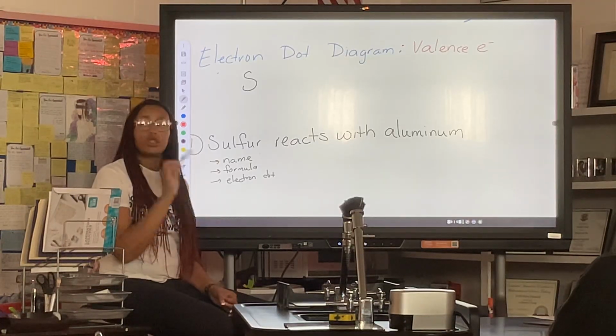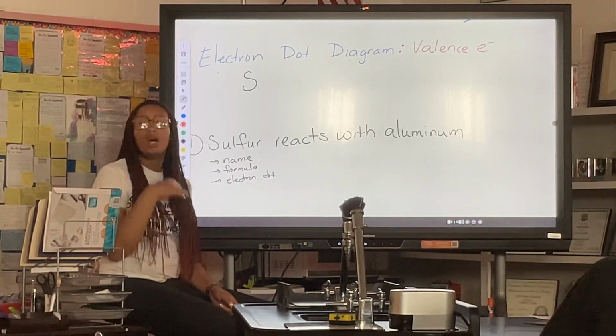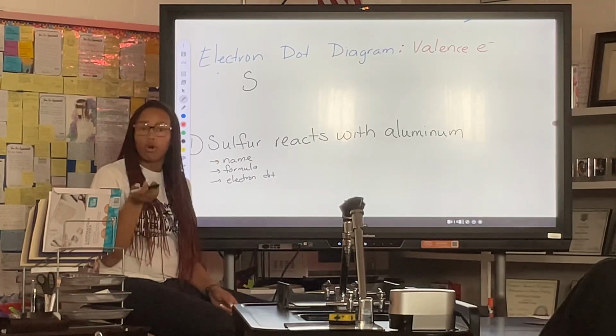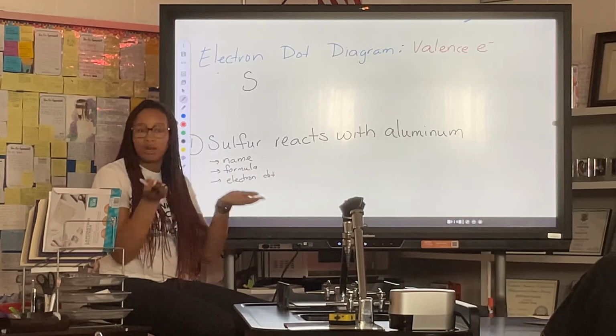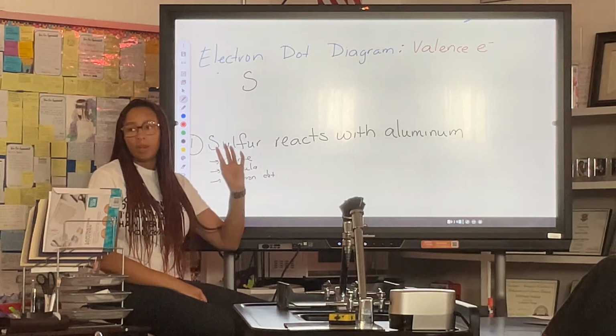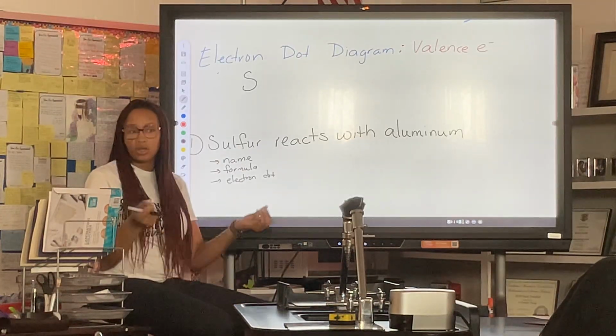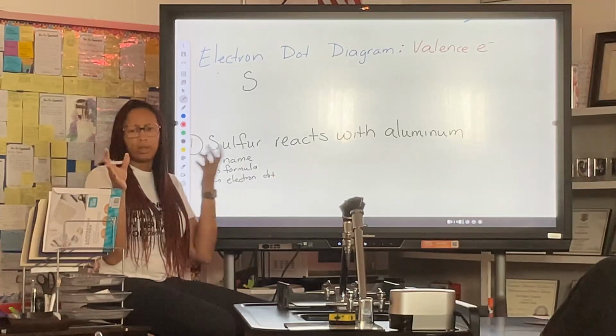If we do the electron configuration for sulfur, which will be 1s2, 2s2, 2p6, 3s2, 3p4, when we add together the 3's, we will see that there is a total of 6 valence electrons. 2 in the 3s and 4 in the 3p, so 4 plus 2 is 6.